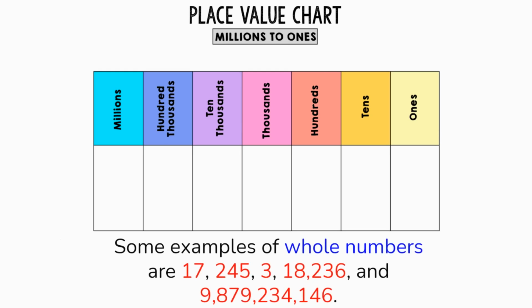Some examples of whole numbers: 17 is a whole number, 245, 3,18,236, 9,879,234,146. Those are all whole numbers.